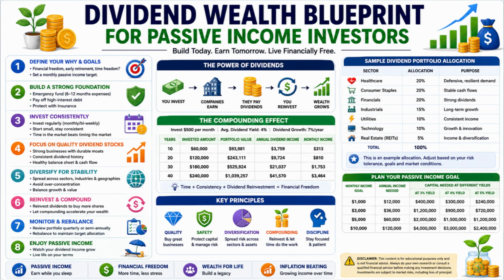Moreover, diversify your portfolio for stability. You can spread your investments across sectors such as healthcare, consumer staples, financials, industrials, utilities, technology, and real estate investment trusts. This helps reduce overconcentration and keeps your income portfolio more balanced.